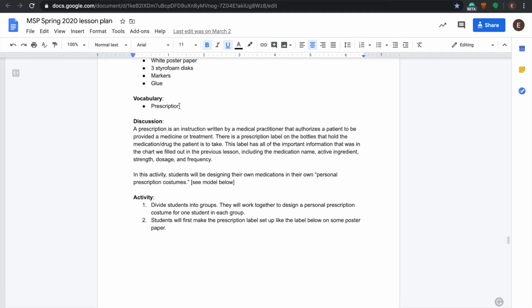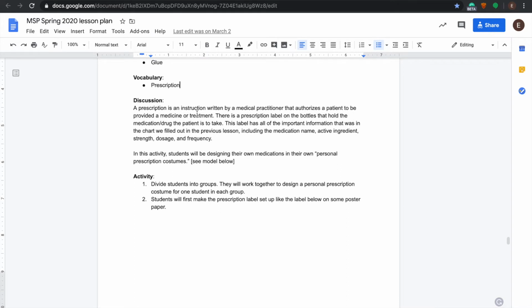And it's really important that the students understand that medicine can only be taken with adult supervision. Sometimes with kids, really bad things can happen when kids get control of medicine.